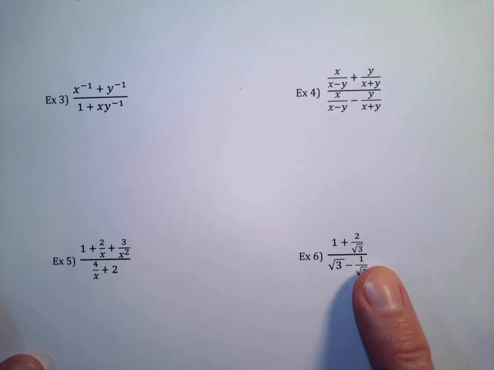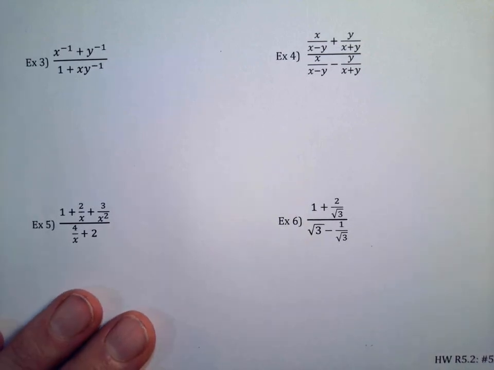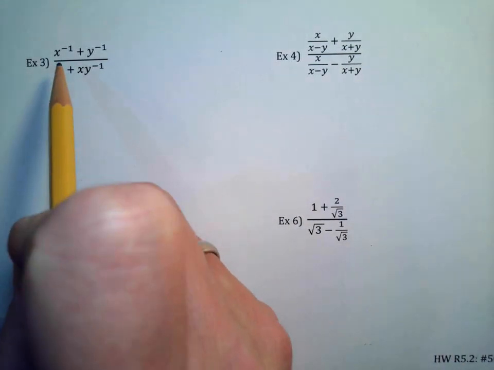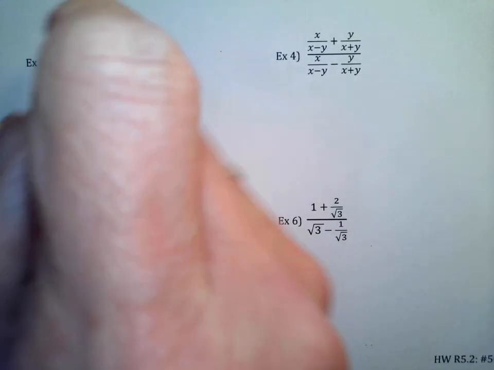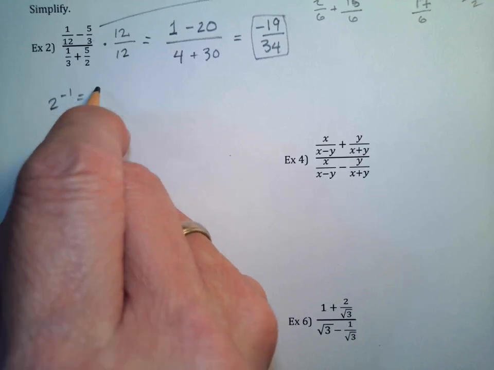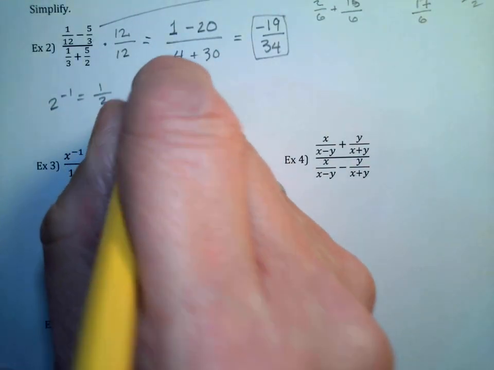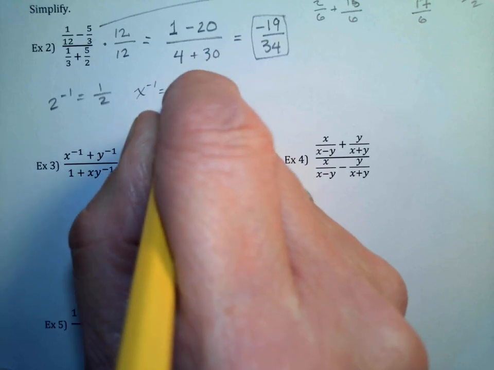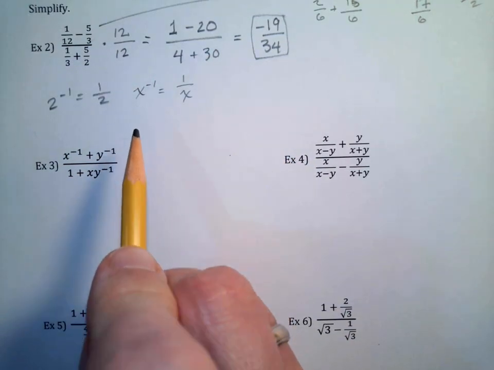All right. Try number 3. All right, now be careful with these. This negative 1, right? That means, remember the negative exponent. If I had 2 to the negative 1, that's equal to 1 over 2. Right? So if I have x to the negative 1, that's equal to 1 over x. Right? Remember what the negative exponent does? All right, so be careful with this.